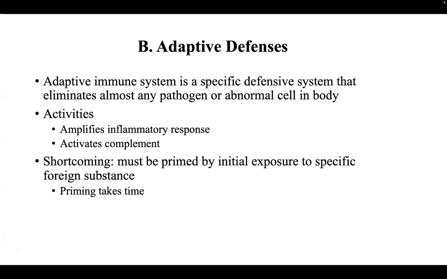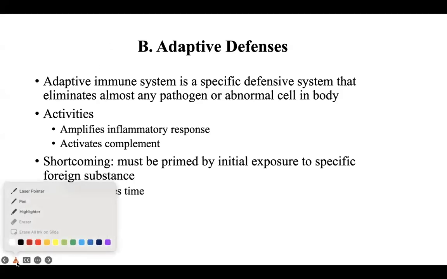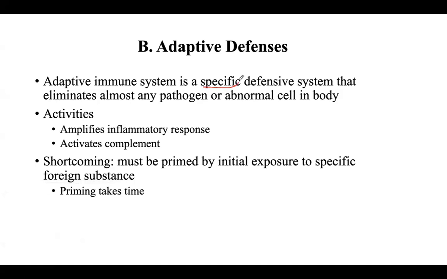All right. So the next thing we'll discuss is adaptive defenses. What is adaptive defense? The adaptive immune system defense is a specific defensive system that eliminates pathogens or abnormal cells in a body, right? So the difference between the innate and adaptive is that this is a specific defense system. It is not so unspecific anymore. For example, like a pyrogen. Pyrogen detects something and then it raises the body temperature. It doesn't know what exactly it is, it just raises the temperature.